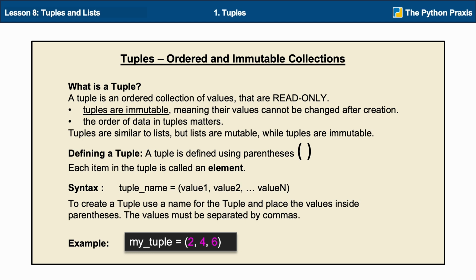A tuple is defined using parentheses. Each item in the tuple is called an element. How do we create a tuple? Very simple. The syntax is a tuple name on the left side of the assignment operator, and the elements of the tuple on the right side, enclosed in parentheses and separated with commas from one another. In the example below, we name the tuple my tuple, and we put 3 elements in it, numbers 2, 4, and 6. That's it, we've just defined a tuple with 3 numbers.